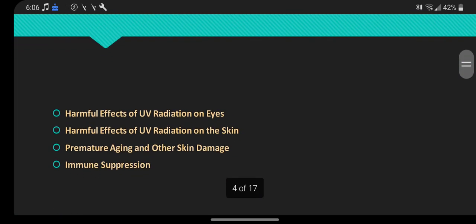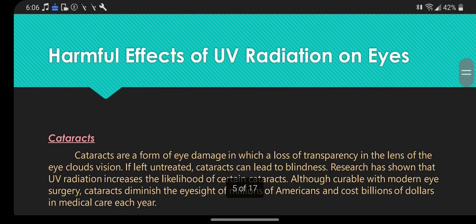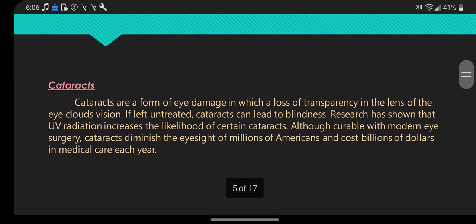Problem analysis. Harmful effects of UV radiation on the eye, harmful effects of UV radiation on skin, premature aging and other skin damage, and immune suppression. Harmful effects of UV radiation on eyes. Cataracts. Cataracts are a form of eye damage in which loss of transparency in the lens of the eye clouds vision.